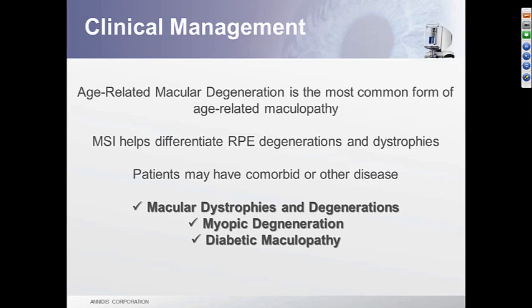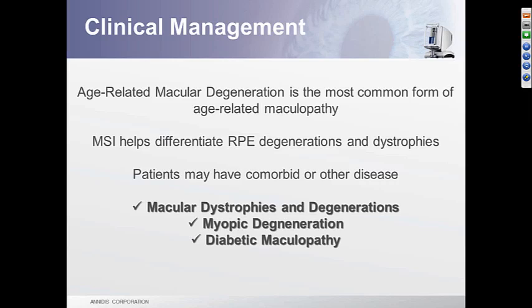AMD is definitely the most common form of age-related maculopathy. MSI will certainly help differentiate other RPE degenerations and dystrophies. Early in the disease, it is sometimes very difficult depending on the genetic pattern or inheritance. And we all know that phenotype is variable in a lot of degenerations and dystrophies. And you may have some patients for whom you're not sure, is this truly AMD? Is this patient at risk for other RPE dystrophies and degenerations? And your clinical history will help drive that. We will have a webinar focused on differentiating dystrophies and degenerations later in the season.